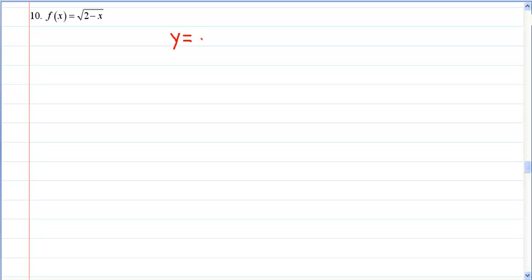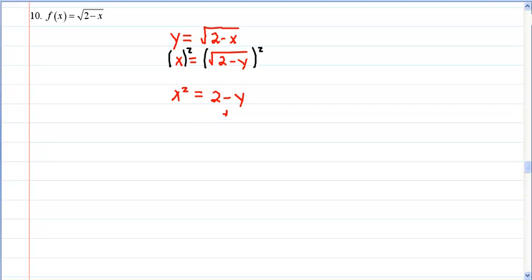For number 10, we have y equals the square root of 2 minus x. And I start by interchanging x and y so that I have x equals the square root of 2 minus y. And then I will square both sides so that I can solve for y, so that I get x squared equals 2 minus y.